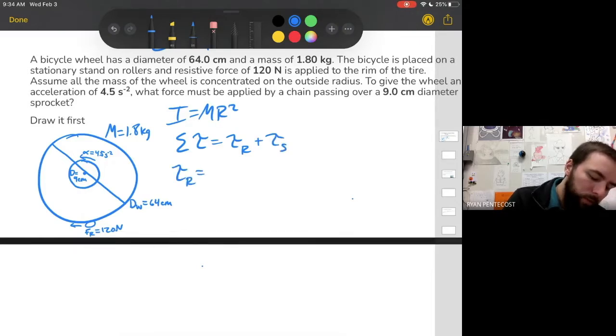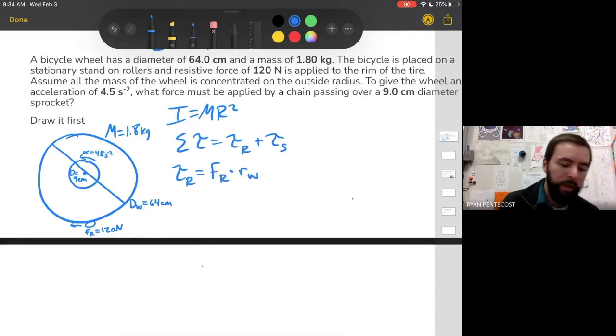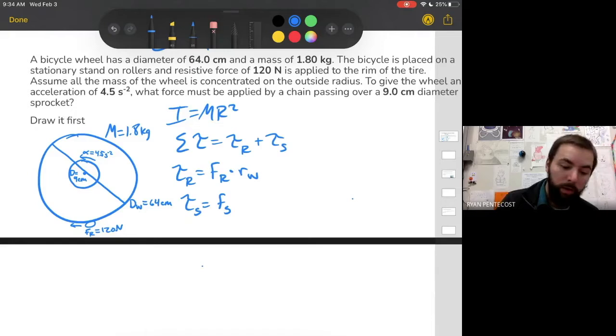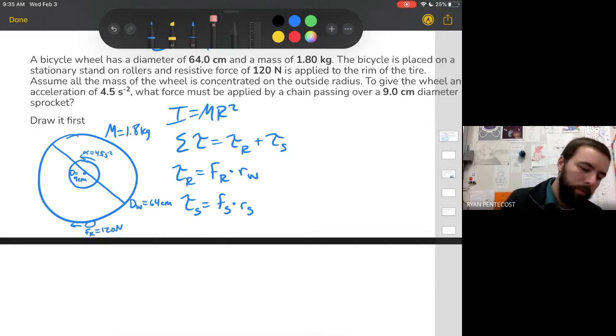So the resistive torque is the force of that resistance times the radius of the wheel, right? Because it's acting out on the wheel's radius. The torque for the sprocket is the force that we're looking for, right? What force must be applied? That will be times the radius of the sprocket. We're assuming that this is 90 degrees, right? All of these forces are going to be tangent, so we will ignore the sine theta for now. We're going to consider it 1.